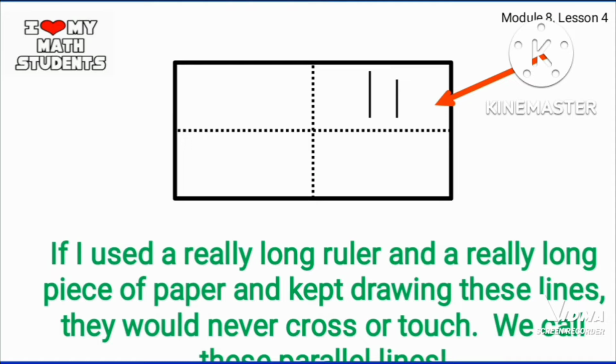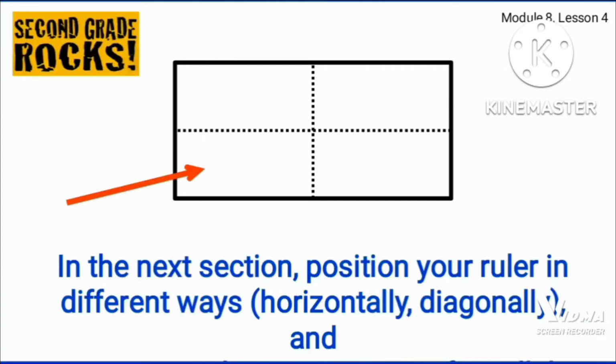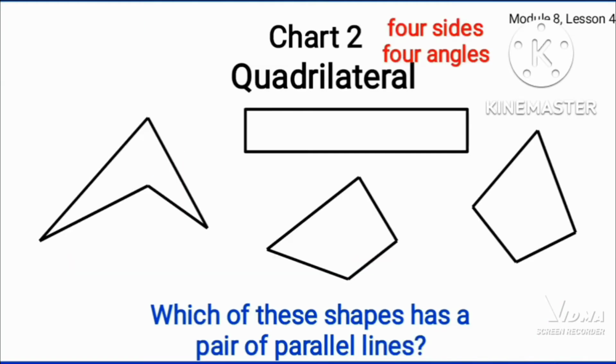Lines like this have a special name. They are parallel lines, two lines that will never meet. Parallel lines. Now in the next section, position your ruler in different ways, horizontal and diagonal, and then draw the shape.